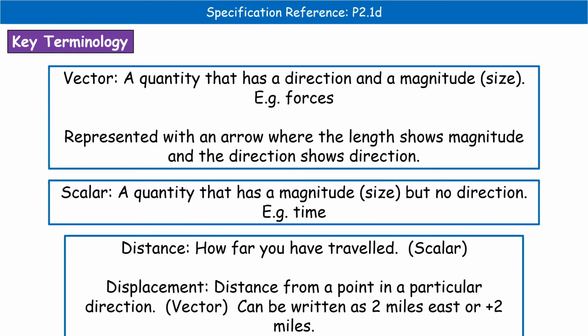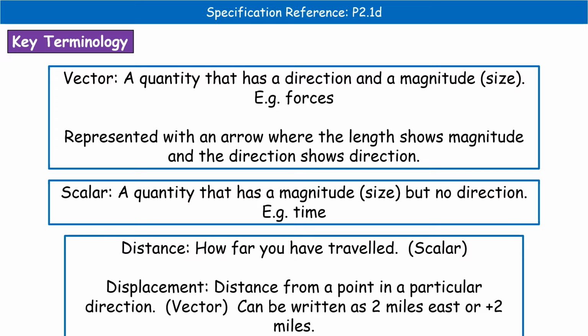There are two terms that we need to know when we're talking about motion. First is vector, and this is something that has a direction and a magnitude or a size. Good example of where we've encountered these before is in forces. Second one is a scalar. And this is a quantity that's got a magnitude or a size, but it has no direction. So time, for example, is a scalar, whereas forces are vectors.